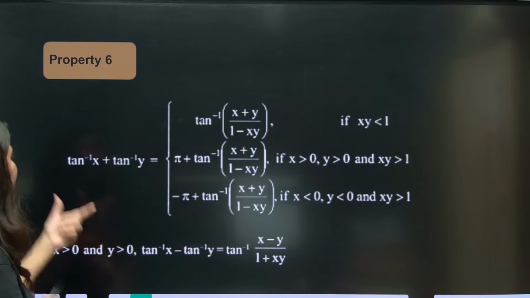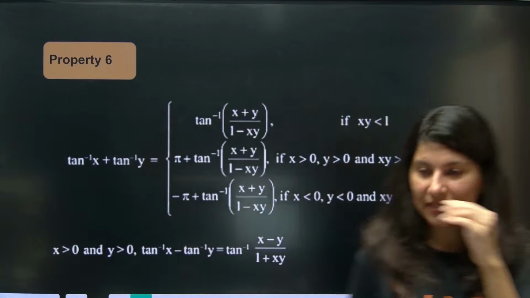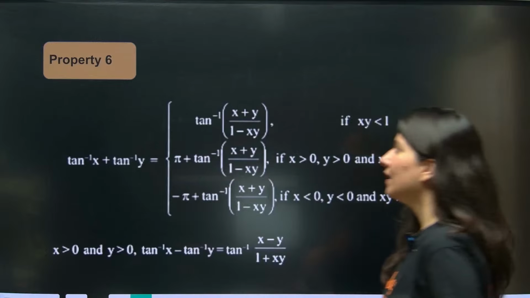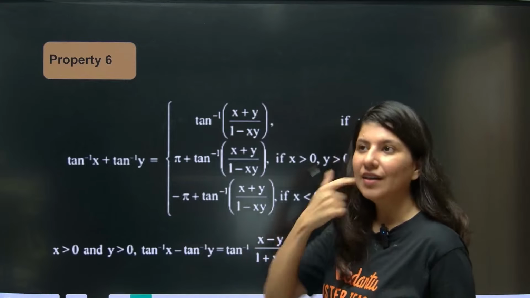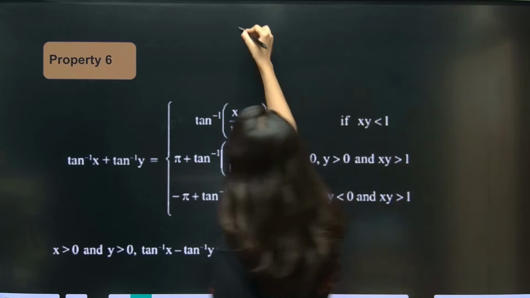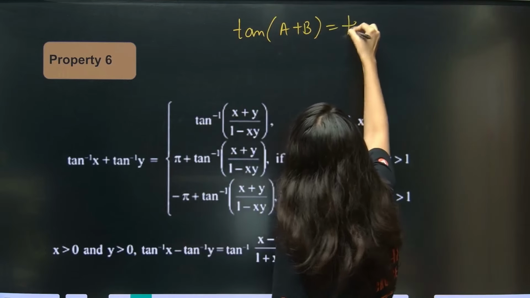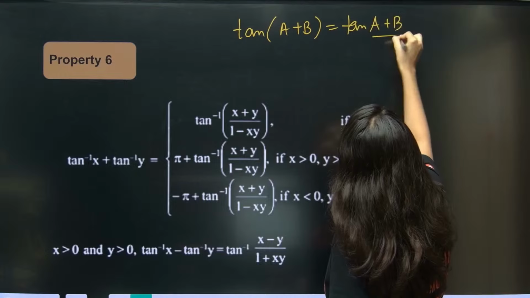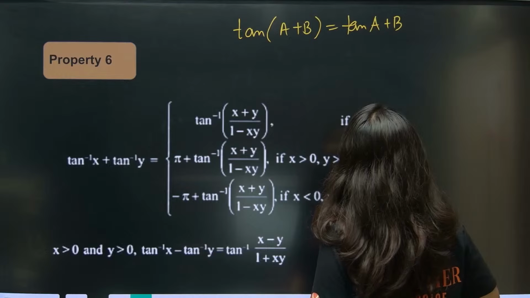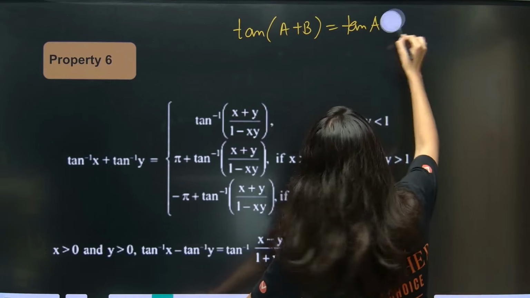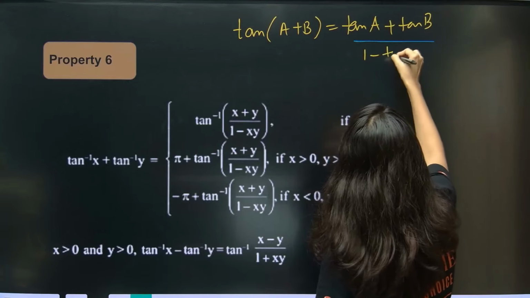Property number 6 says tan inverse x plus tan inverse y is equal to tan inverse of x plus y upon 1 minus xy. First of all, understand, do you remember that tan of a plus b is tan a plus tan b whole upon 1 minus tan a tan b?